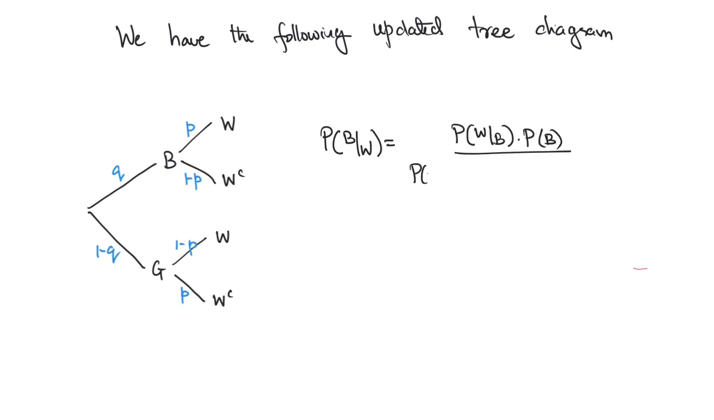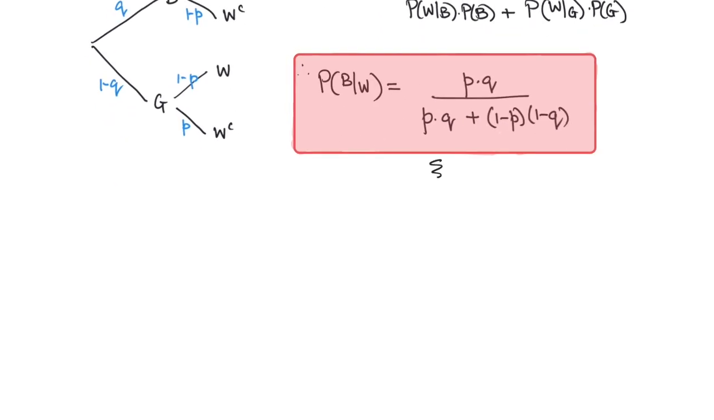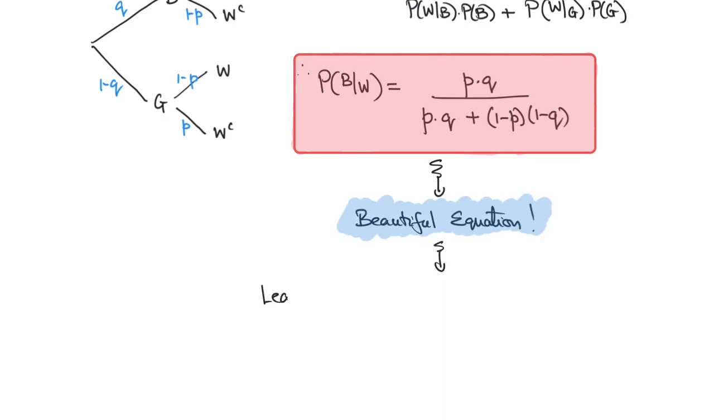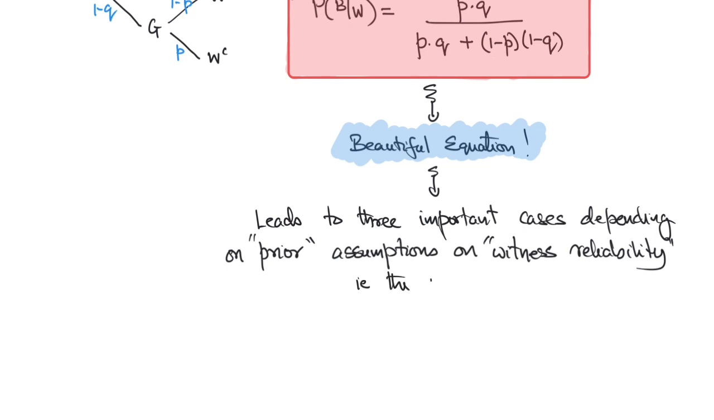And our updated equation for the probability of B given W comes out to be this nice symmetric equation, given by P times Q divided by P times Q plus (1 minus P) times (1 minus Q). This is a beautiful equation which is going to lead to three important cases depending on our prior assumptions on witness reliability, that is, our choice of P. And this will illustrate how prior subjective choices affect posterior probabilities.